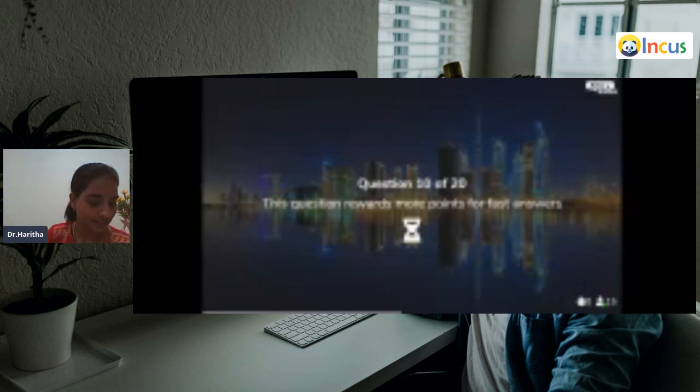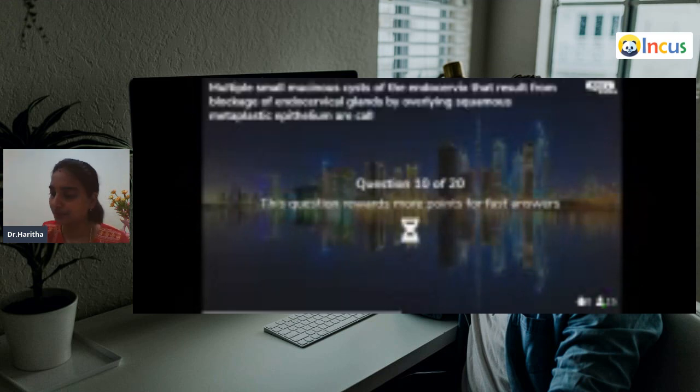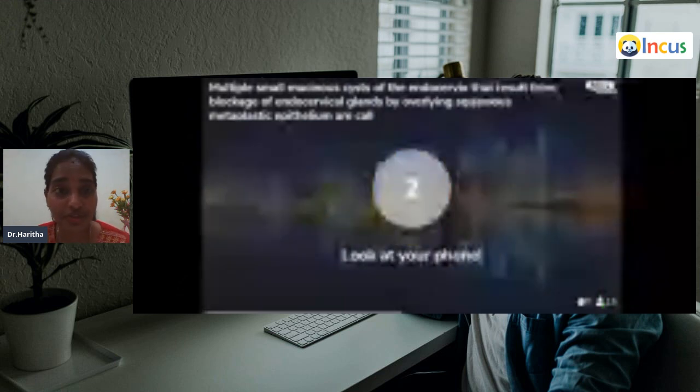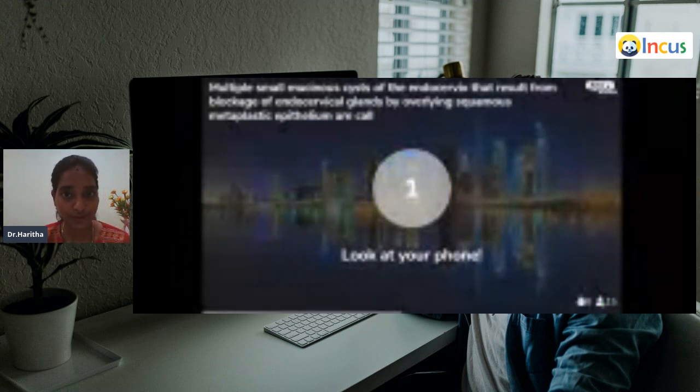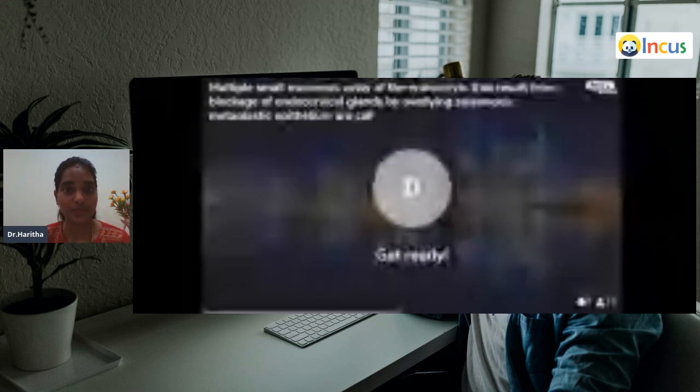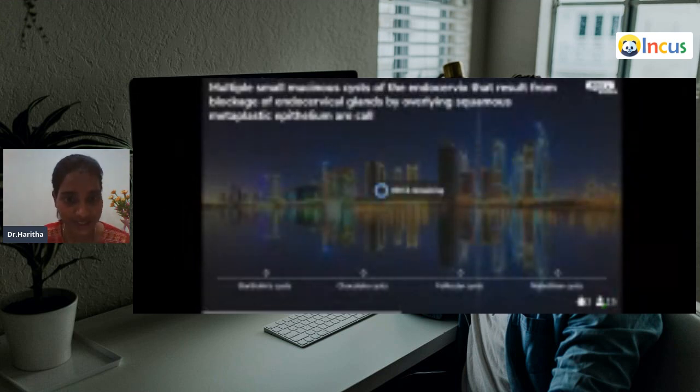Question 10. Multiple small mucinous cysts of the endocervix that result from blockage of endocervical glands by overlying squamous metaplastic epithelium are called Bartholin cysts, chocolate cysts, follicular cysts, or Nabothian cysts.